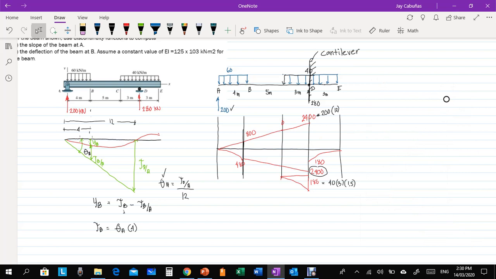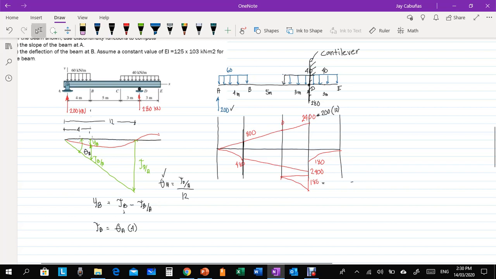Okay, next, we have now the load on this beam. This load here is 40 times 3 times 1.5. Is that right? Still 180. This load, 40 times 3 times 1.5, that is 180.